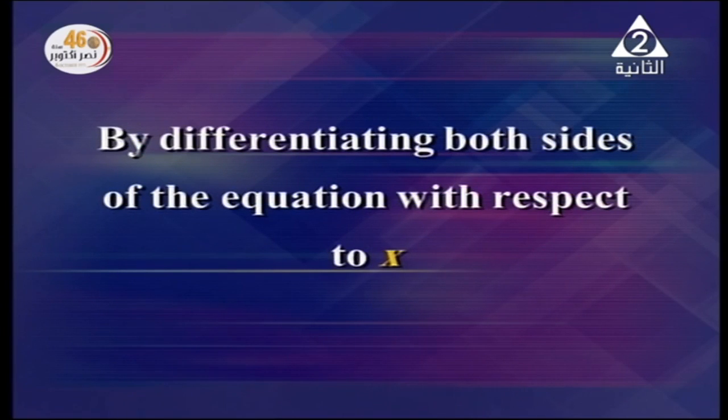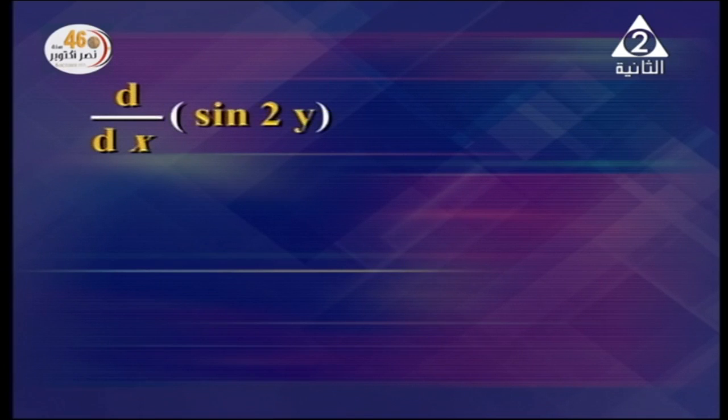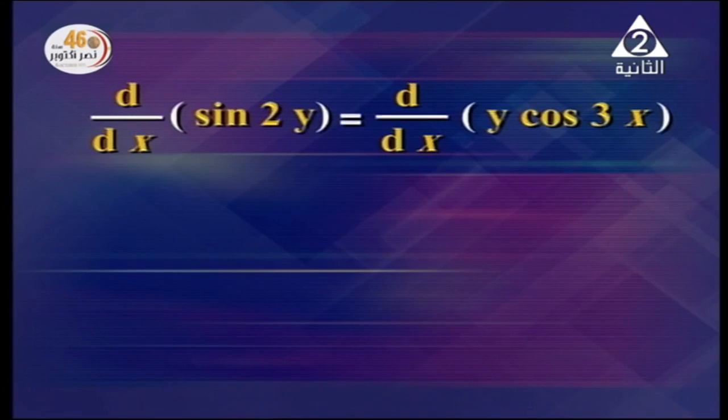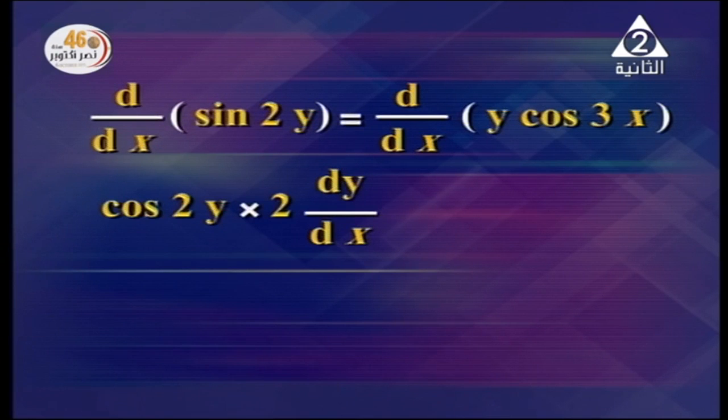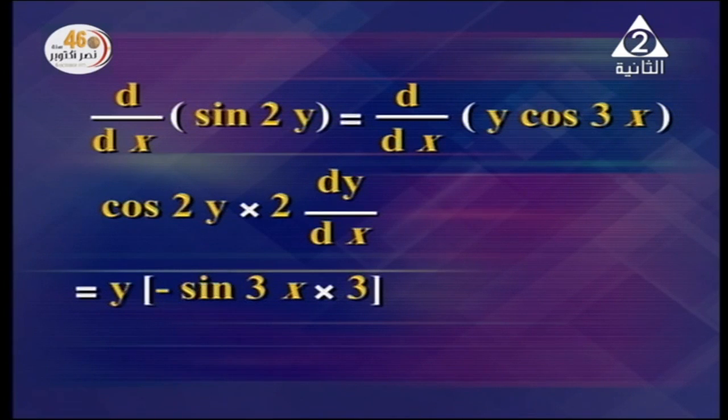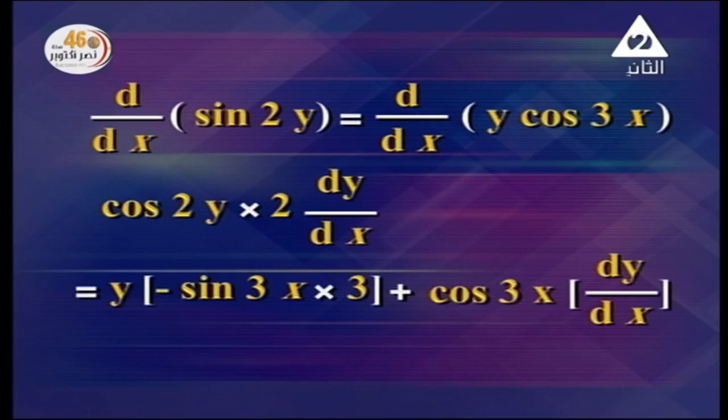By differentiating both sides of the equation with respect to x, my dear student, on the left-hand side differentiation of sine 2y with respect to x, and differentiation of the right-hand side with respect to x. Then the derivative of sine is cosine, so cosine 2y multiply 2 dy over dx equals first derivative second plus second derivative first: y multiply bracket negative sine 3x times 3 plus cosine 3x dy over dx.